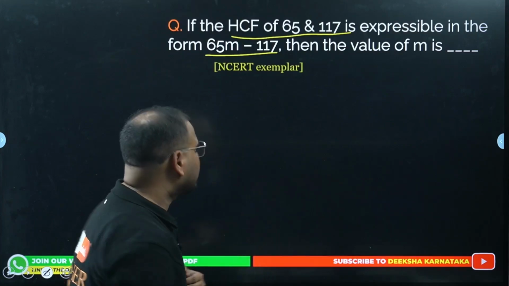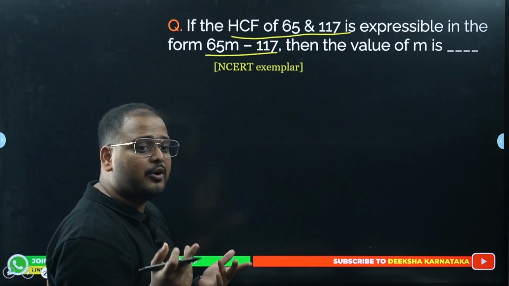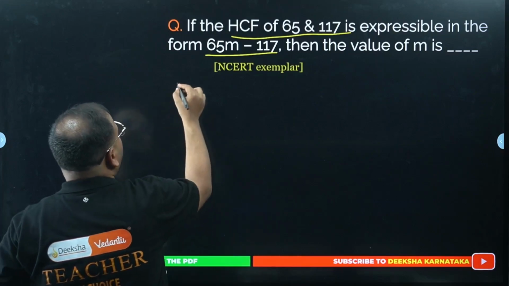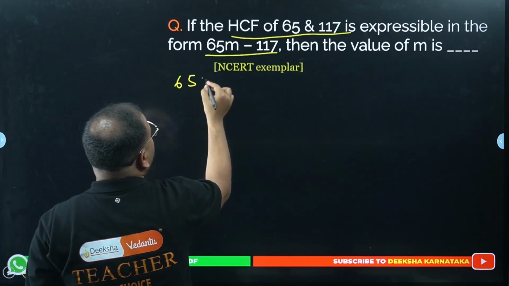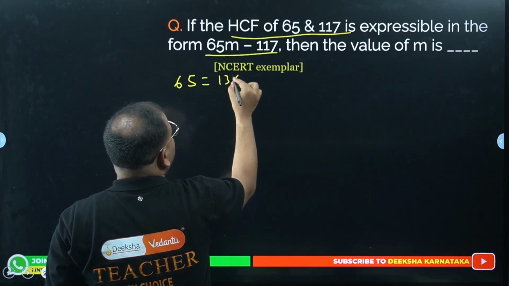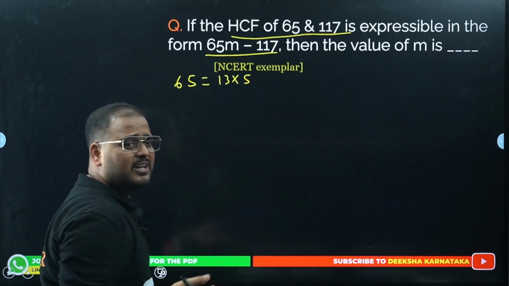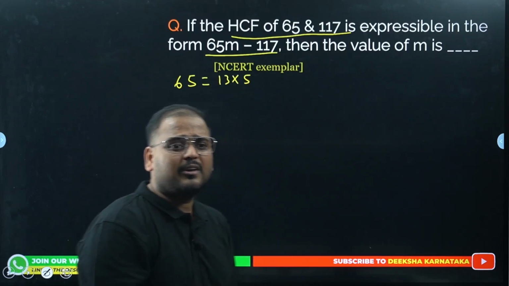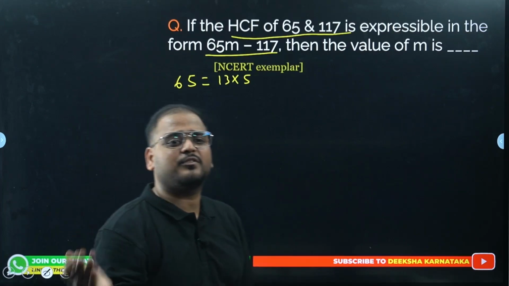Let's find the HCF. How will we do that? We will write the factors. So 65 will be written as 13 into 5. Sir, how did you do it? We know the table of 13, right? 13 fives are 65.